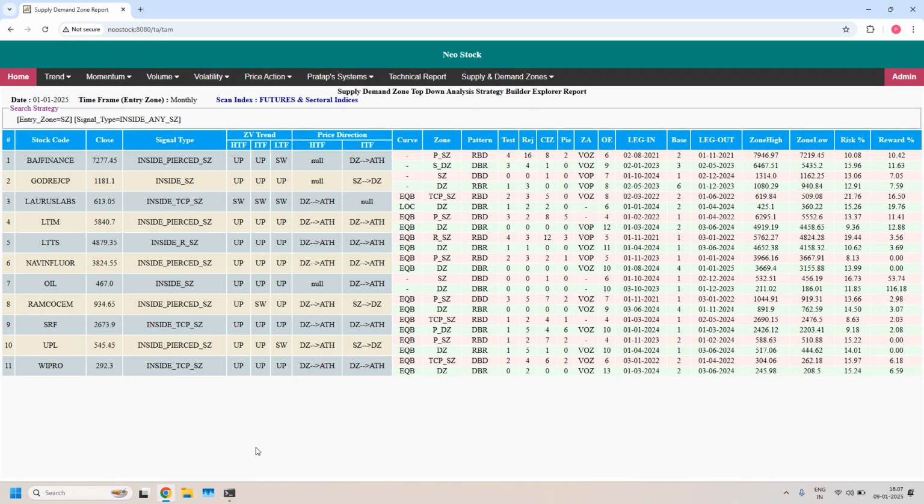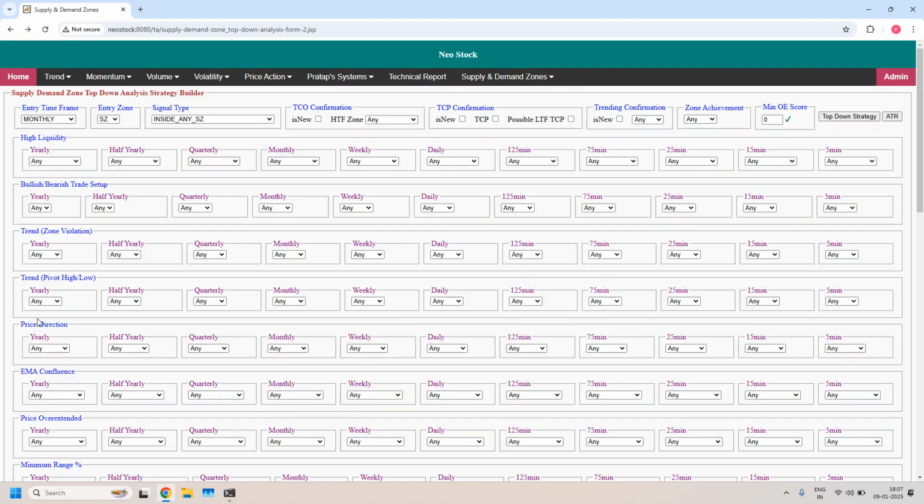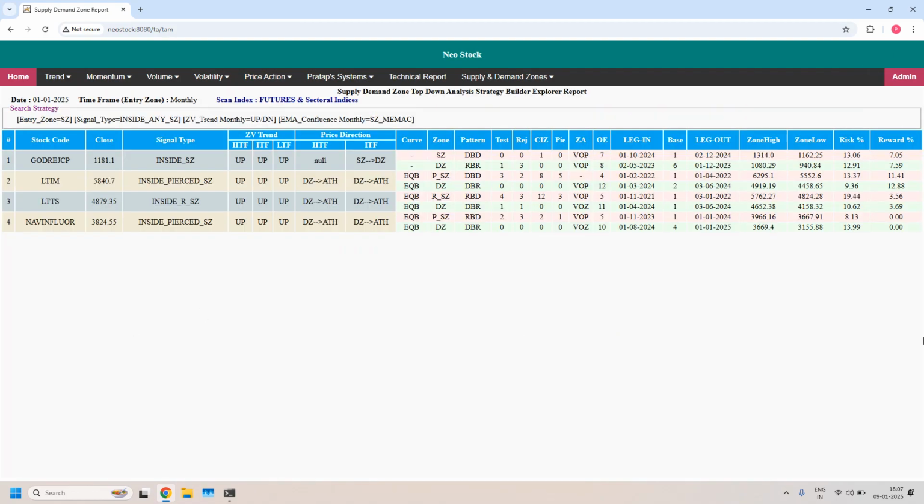Okay, out of these 11, how many have EMA confluence? Let's filter. So in the EMA confluence at monthly time frame, monthly supply zone having monthly EMA confluence, and the trend on monthly time frame should not be sideways. It can be up or down. Now we got 4 stocks.